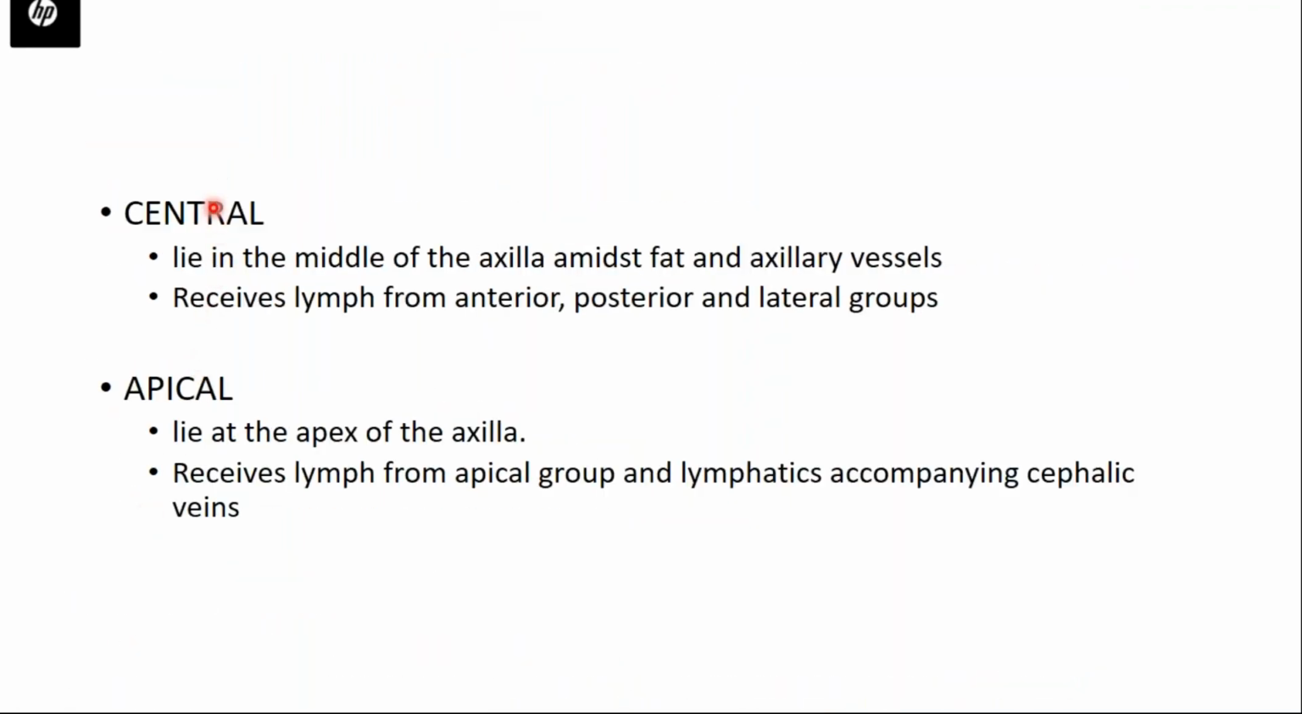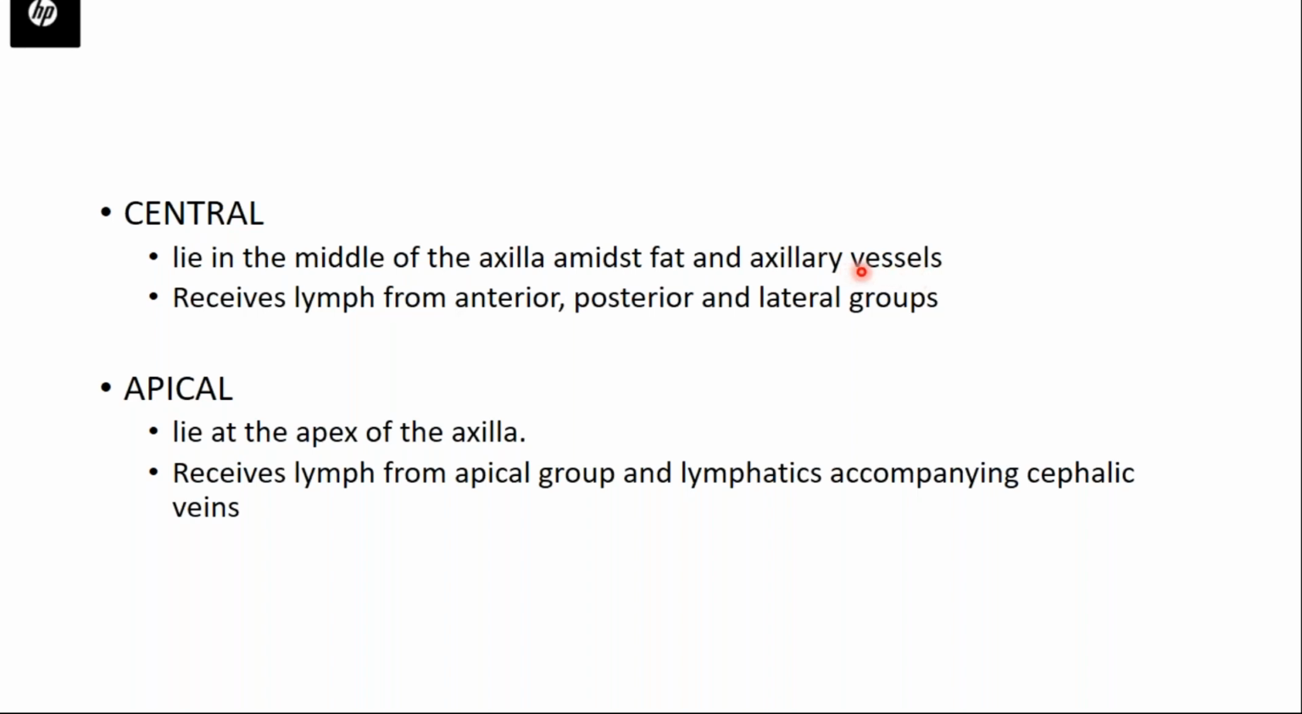The central group of lymph nodes lie in the middle of the axilla, along with the fat and the axillary veins. You know the axilla is the portion where there is hair, between the upper arm and the chest.